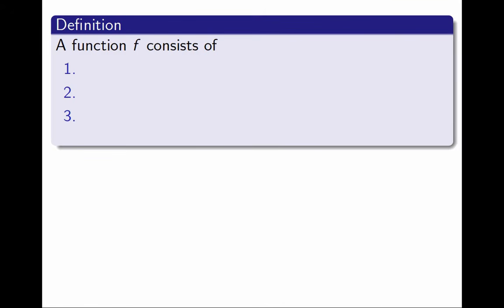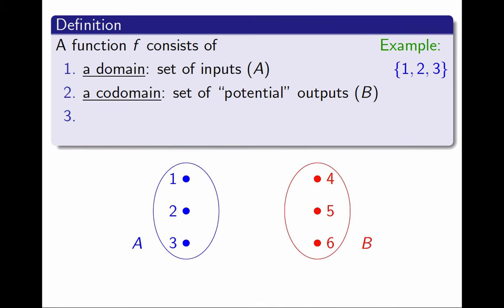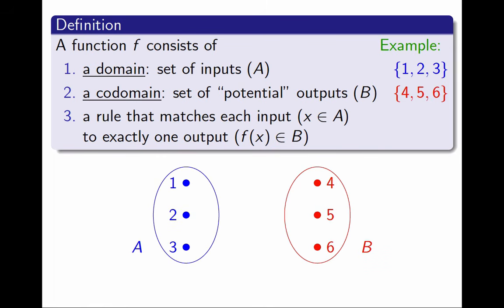If you have taken a logic course, perhaps you have learned the definition of function as a subset of a Cartesian product. What I will write here is equivalent, but in plainer English. A function consists of three pieces. First, a set of inputs called the domain. In this example, the domain is a set A with elements 1, 2, and 3. Second, a set of potential outputs called the codomain. In this example, the codomain is the set B with elements 4, 5, and 6. And third, a rule that matches each input in the domain to exactly one output in the codomain. In the picture below, I am representing the matches with arrows.